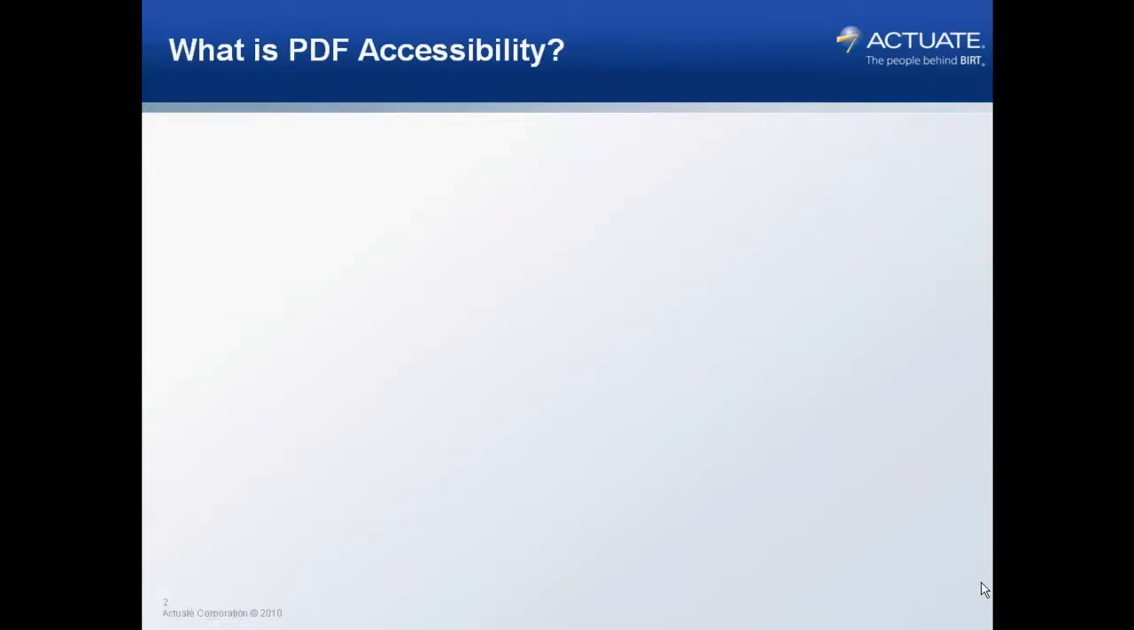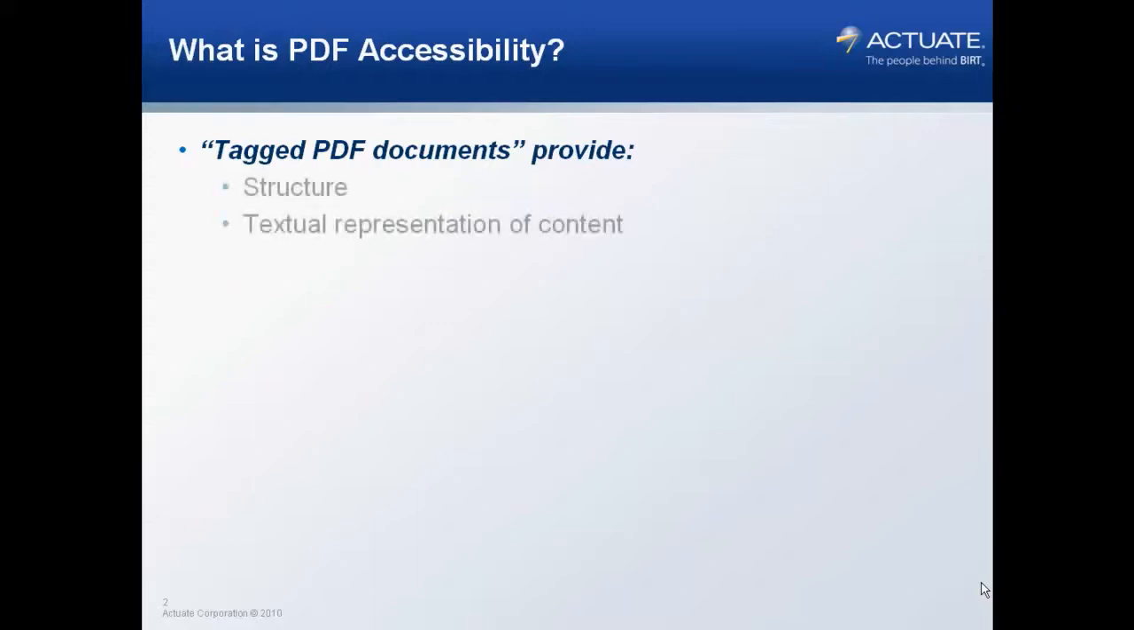When people talk about accessible PDF documents, they usually mean tagged PDF files, even though there's more to an accessible PDF than tags. PDF tags provide a structured, textual representation of the PDF content that's presented to screen readers. They exist for accessibility purposes only and have no visible effect on the PDF file.